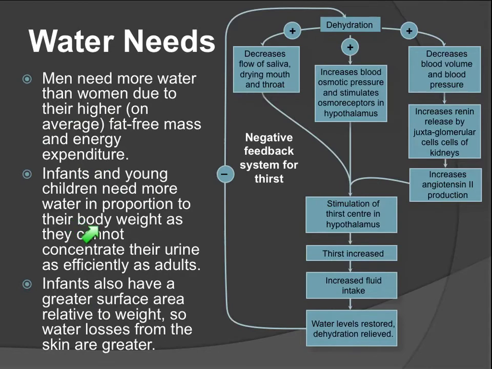Infants and young children are really susceptible to dehydration. They are not very good at concentrating their urine, and so they tend to excrete more water than an adult would. So it's really important to make sure that infants and young children are really well hydrated. They need to have a lot of fluids, especially in warm temperatures, warm environments.